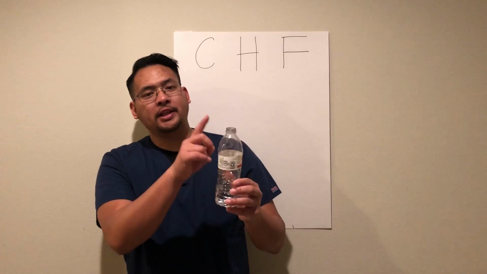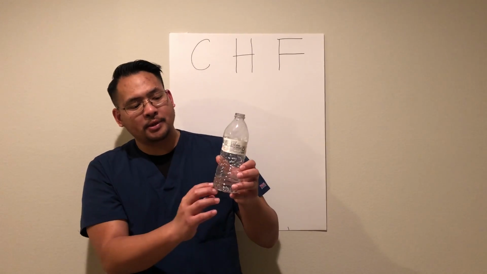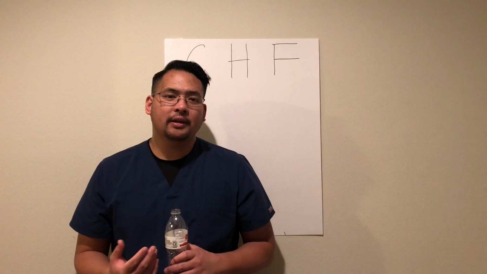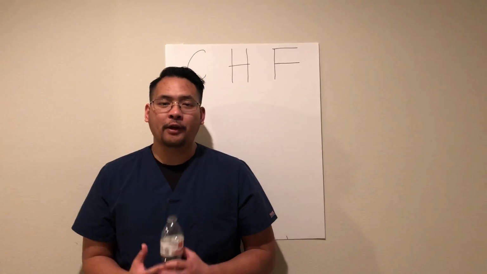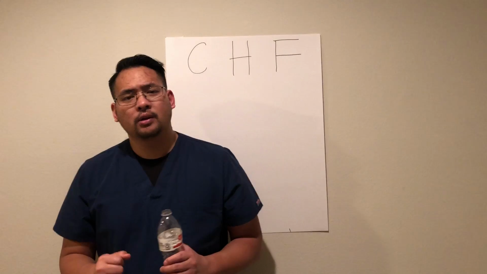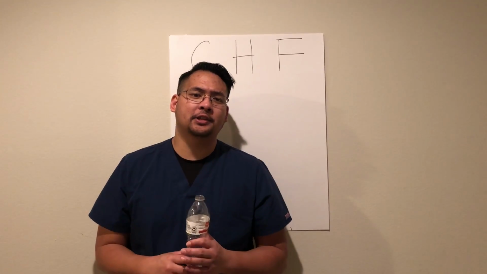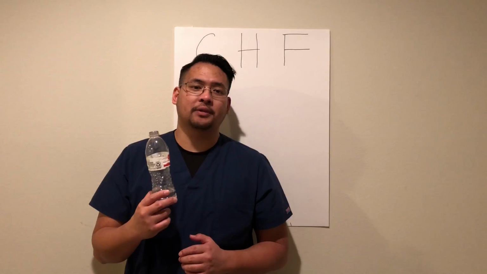Ejection fraction is the amount of blood that is ejected out of the heart, given the size of the heart and how much blood is inside the heart. Okay, normal ejection fraction is about 50 to 60%. People with ejection fractions of 30% are considered to have systolic dysfunction.